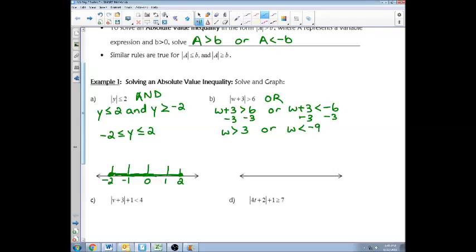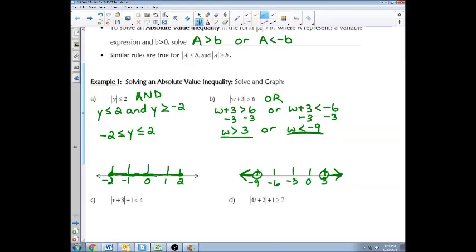Okay? For this, each one of my tick marks is going to be worth 3, so I'd have negative 9, negative 6, negative 3, 0, 3. I cannot write that as a compound inequality because it is an OR. So the first one I'm going to look at is w is greater than 3. Well, it is not greater than or equal to. So I'm just going to have an open dot at that point. And w is greater, so I'll shade to the right. The second one I'm going to look at is w is less than negative 9. So again, it will be an open dot. I will shade to the left because w is less than negative 9.